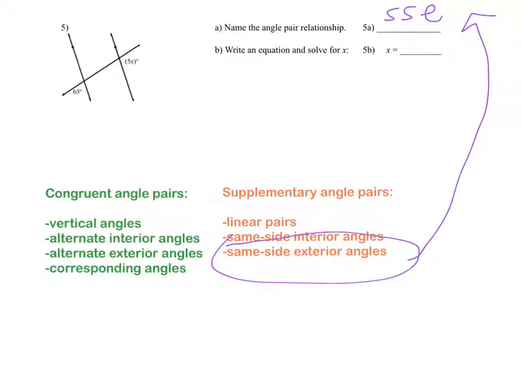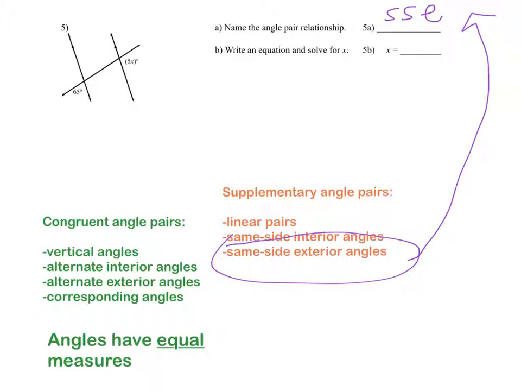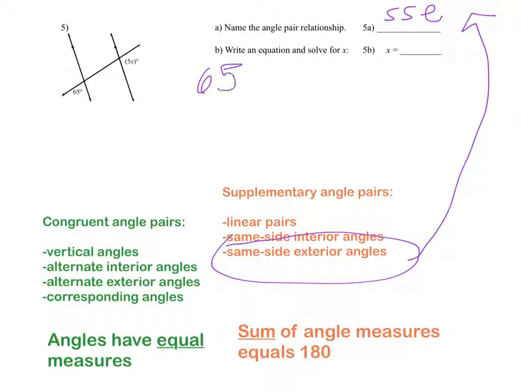Again, the type of equation that we write is going to depend on which relationship is demonstrated. So I know these aren't congruent, but remember that if this was one of our congruent angle pairs, we said the angles have equal measures. Since they're supplementary, we know the sum of the angle measures equal 180. So that's going to tell us what type of equation to write. That tells us that the 2 angles, when we add them, we have to get 180. So our equation is going to be 65 plus 5x equals 180.